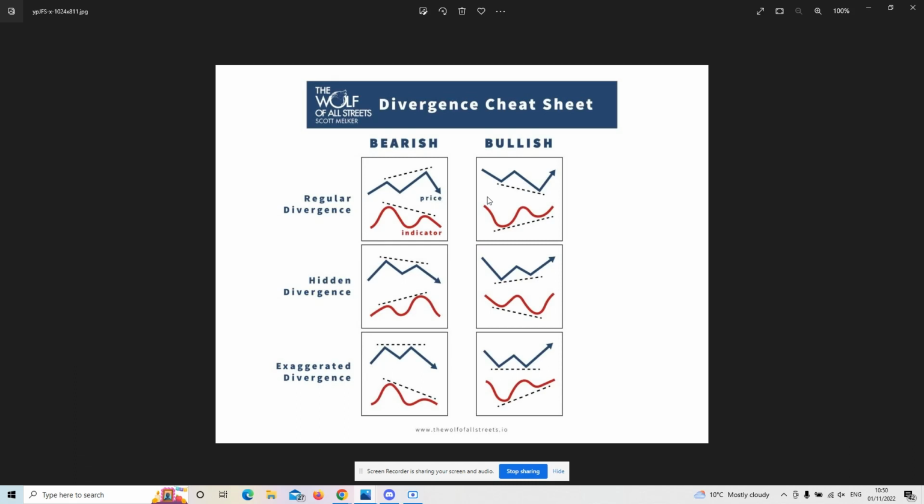So when there's a difference in how the indicator moves and how the price moves, there's often a change in direction of the price. Let me quickly go over the three types of divergence. The first type of divergence is called regular divergence. Basically, as I said earlier, the price moves differently from where the indicator is moving. So here is an example.